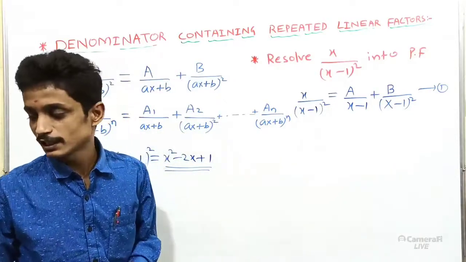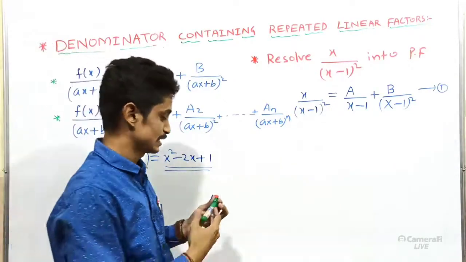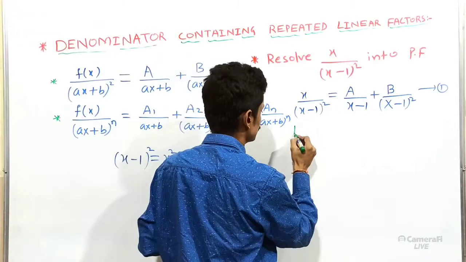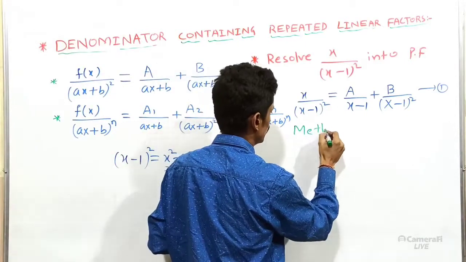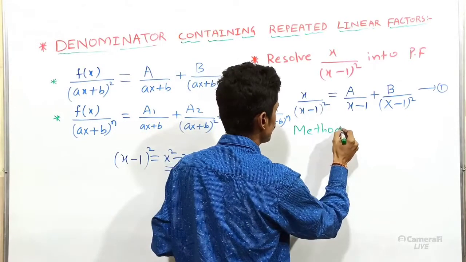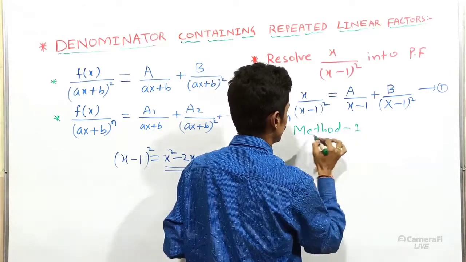What is my method number 1? I'll go by method number 1 first. That is method number 1, very simple and the most standard method.